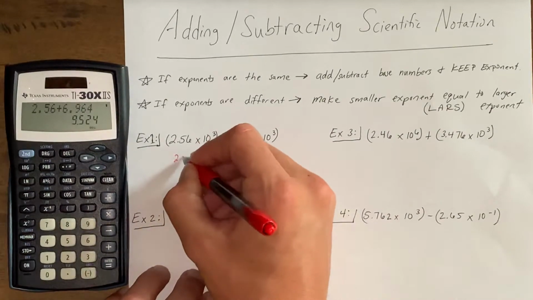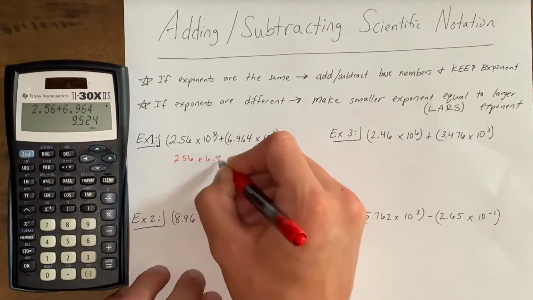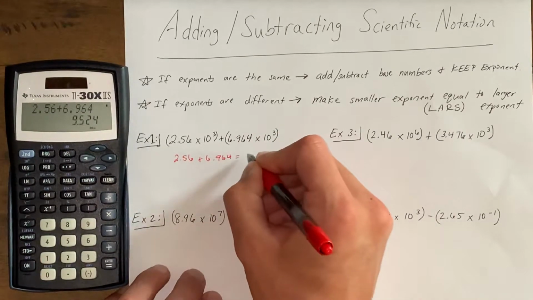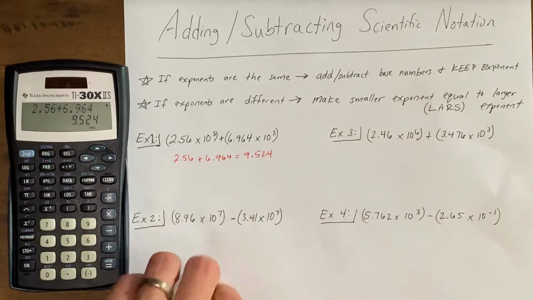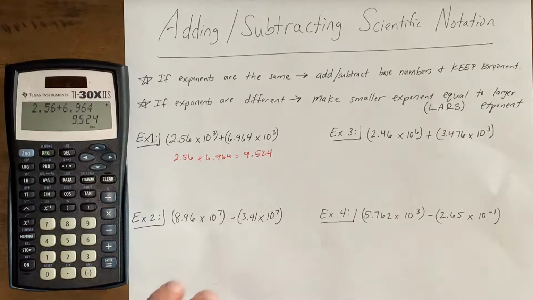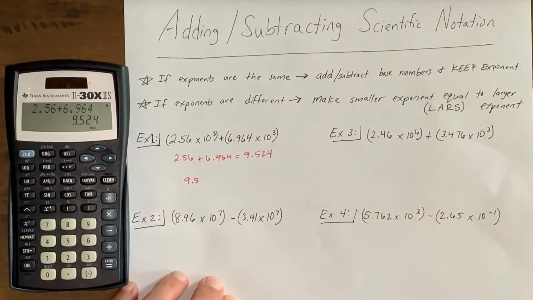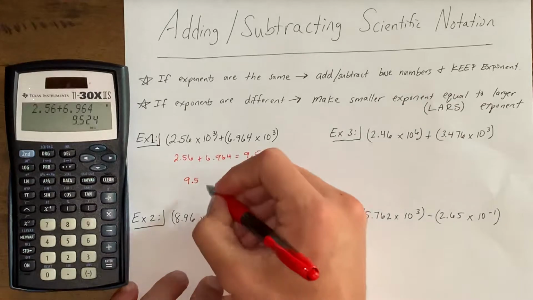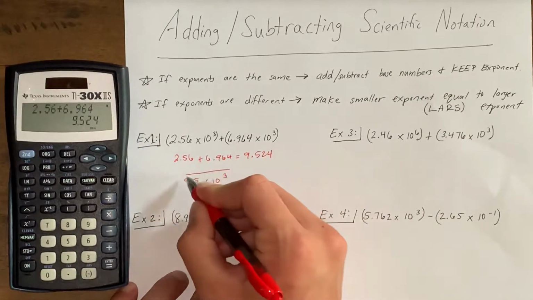So let's write that here, 2.56 plus 6.964, and that gave me 9.524. And all I do is keep my exponent. So my final answer is 9.5, if I'm rounding to the nearest tenth, 9.5 times 10 to the third. That's it.